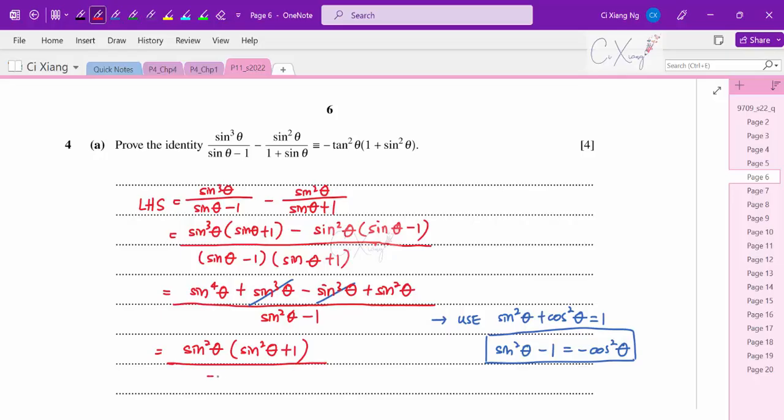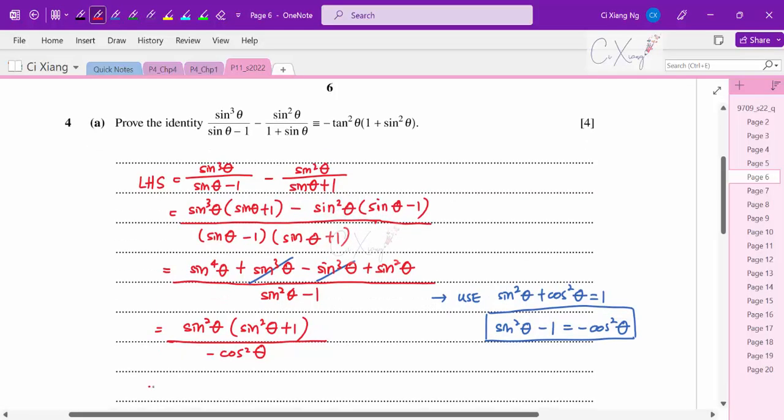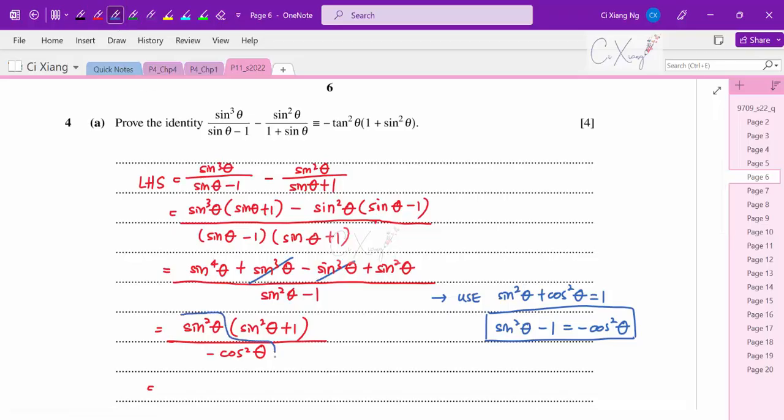So I have negative cos squared theta here. Then for the next step, you can see the answer appear very clearly. If I combine this part together, sine square theta divided by negative cos square theta, I will have negative tangent square theta, followed by sine square theta plus 1. So this is how we prove this identity from the left hand side to the right.